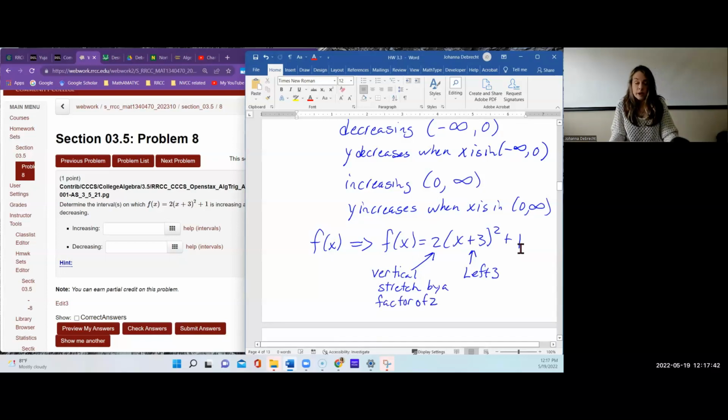What about the +1? The +1 also happens after the square, which is the main operation. The main operation is like the notation. Since it happens on the outside, it also affects y. And this is going to do what we expect and shift it up 1.